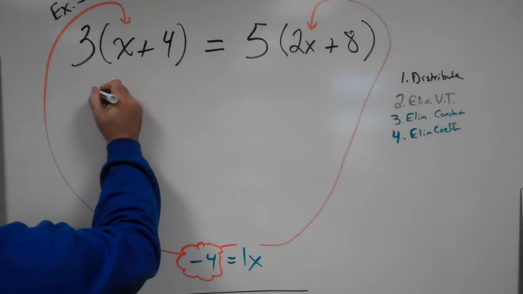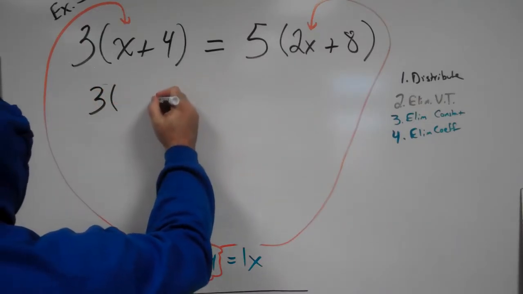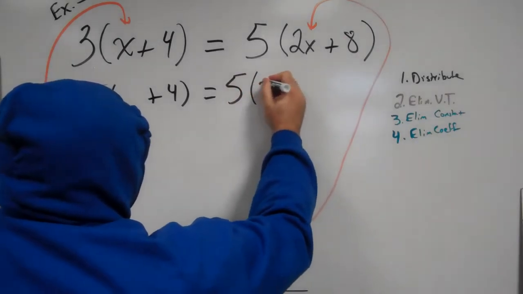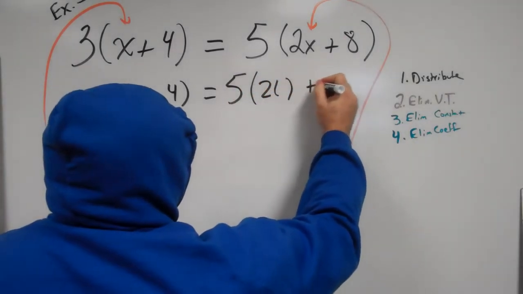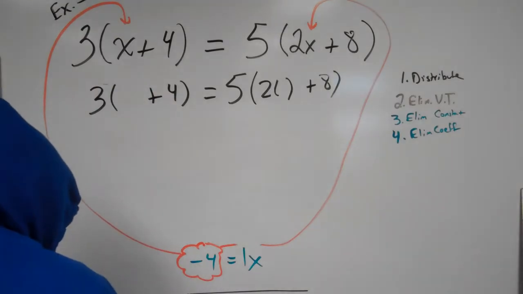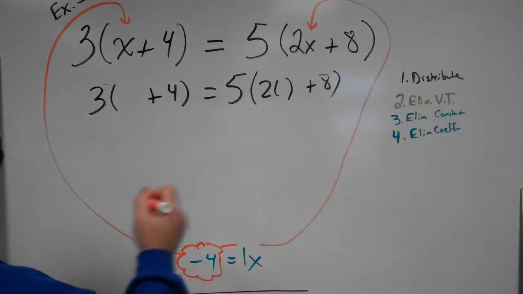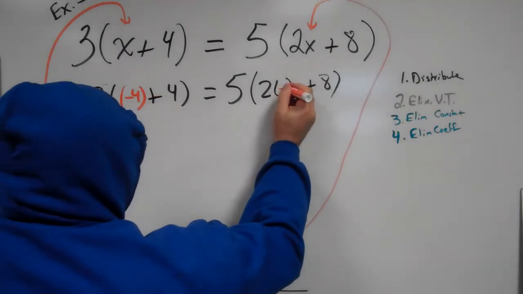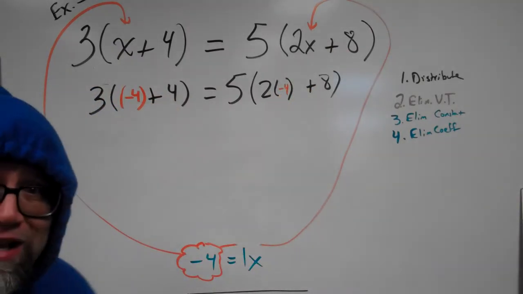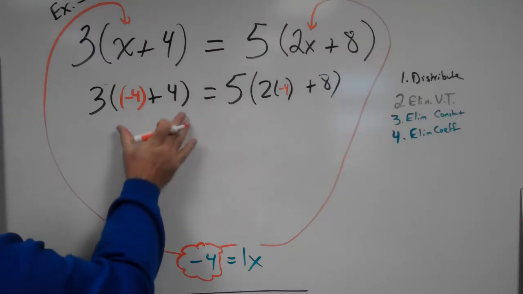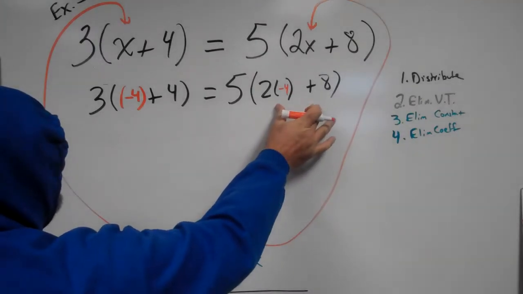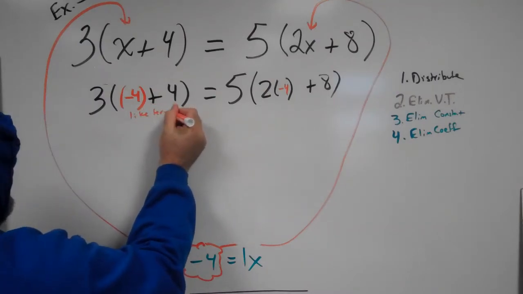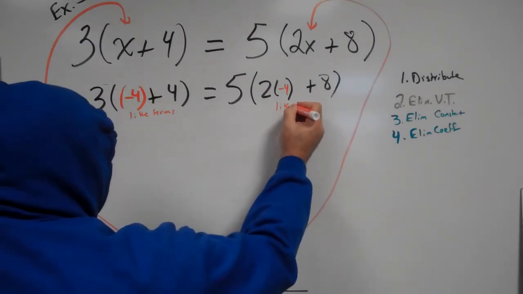So I'm going to rewrite this as 3 times (negative 4 plus 4) equals 5 times (2 times negative 4 plus 8). And just to highlight that negative 4 going in there, here's my negative 4. And here's my negative 4. I wrote it kind of tiny. And then I'm going to simplify inside because these are now like terms. So I have like terms in here. Yay! That does not say germs.